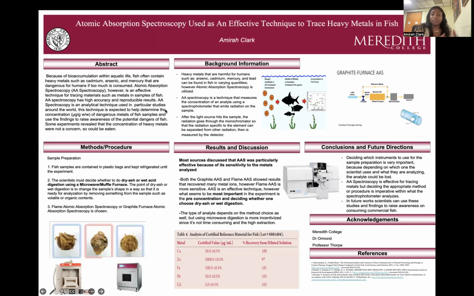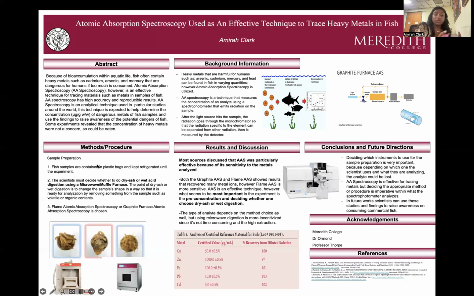So, for the procedure that most of the studies use, fish samples are contained in plastic bags and kept refrigerated until the experiment. And then scientists must decide whether to do dry ashing or wet acid digestion. Dry ashing gets rid of the volatiles and organic contents in order to measure the inorganic minerals. And then wet digestion is adding strong oxidizing acids to the samples to break down the organic contents.